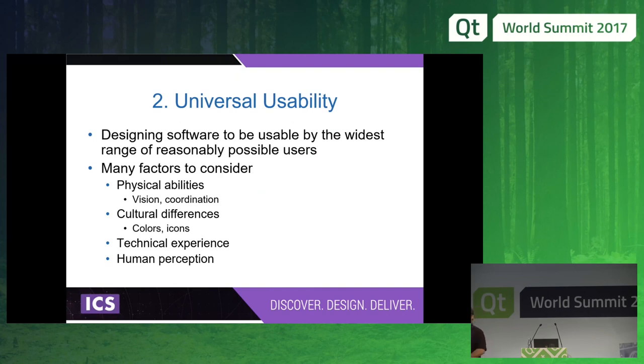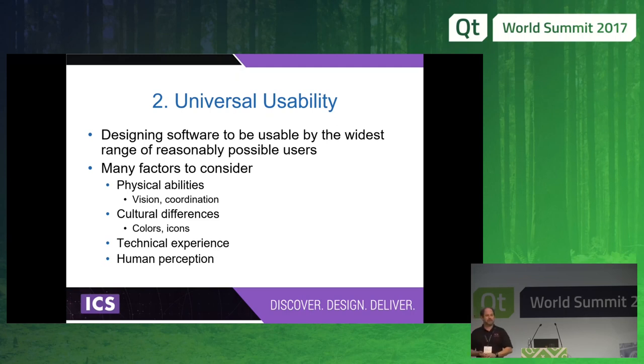Next one is designing for what we call universal usability. And this is a big one. The idea is to design the software keeping in mind the widest range of reasonably possible users. Again, you can't just say, oh, this works for everyone, from age 1 to age 100. That's generally not realistic, right? So what is the reasonable range? If it's voting software, at least in the United States, it's 18 plus. So that's a set of parameters that you can put on it.